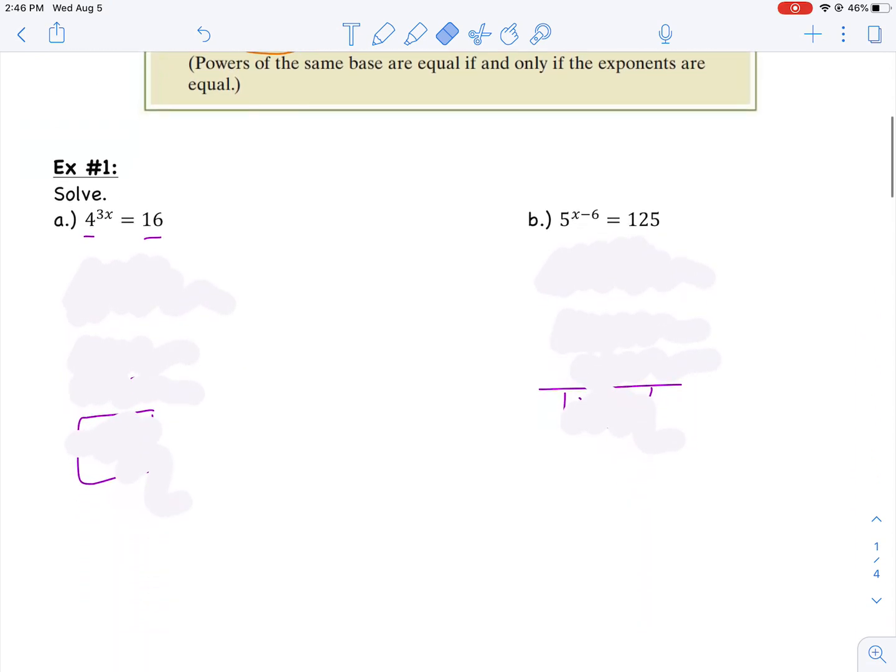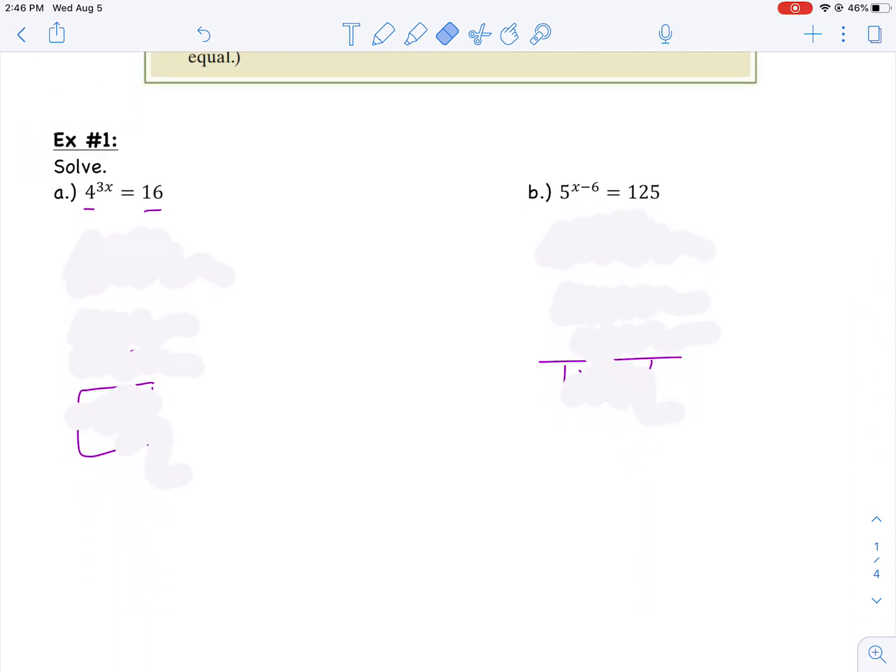Let's do a few. If you look at example number 1, it asks us to solve. We notice that we have a variable in our equation and it's up in that exponent, so we have a couple different exponential equations. We want to figure out what x equals. But if you notice on A, my bases aren't the same. The base of the left side is 4, and the base of my right side is really 16, right? 16 to the first power, it's just an invisible 1 there. So we need to somehow get our bases to be the same.